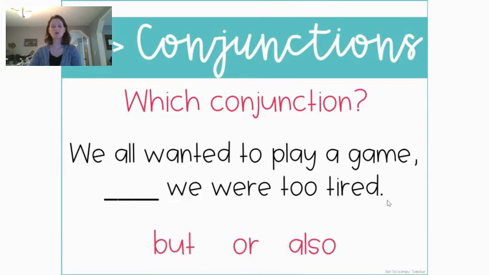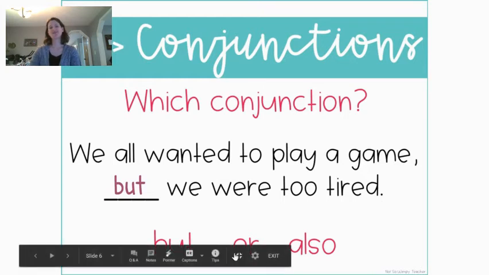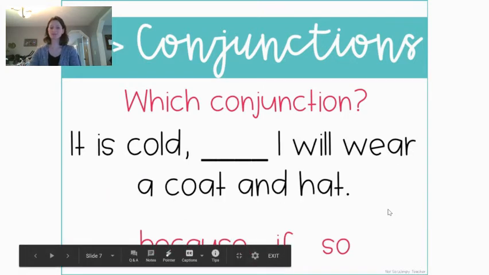Now, we all wanted to play a game. We were too tired. So what word will we use out of but or also to link those two ideas together in one sentence? We all wanted to play a game, but we were too tired. So the but is the conjunction that we would use to link those two things together.